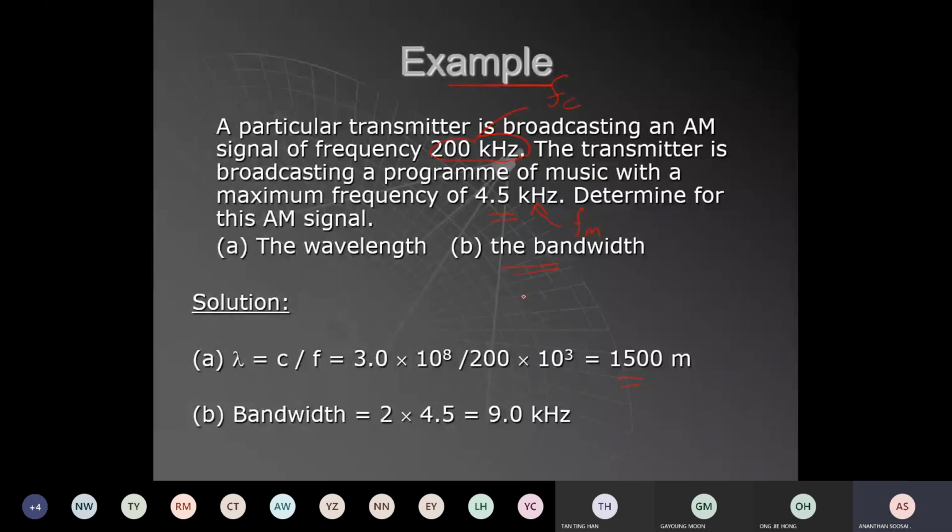Then find the bandwidth. What is the bandwidth? The spectrum is like this, long, short, and short. So how is the graph going to be? This energy spectrum, the center is going to be what frequency? For this case, the center is 200 kilohertz. The side is going to be 204.5 kilohertz, and the lowest is 195.5 kilohertz. So what is the bandwidth? This is your bandwidth. The bandwidth is 4.5 times 2, so 9 kilohertz.